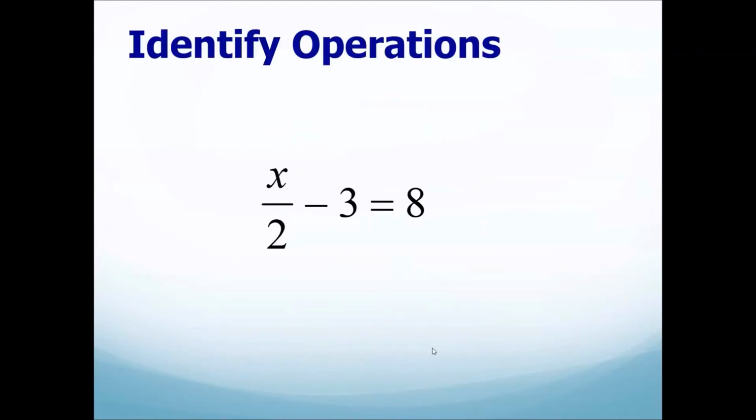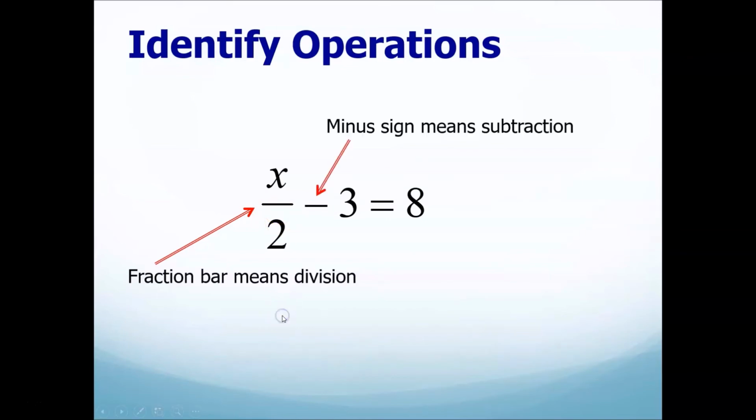Okay, for example, x over 2 minus 3 equals 8. In this equation, you can clearly see that it requires two steps because we have two terms involved, x over 2 and negative 3. So here, x over 2 is a division. This line is a fraction bar, which means a division. Okay, so this is a minus sign, which means a subtraction.